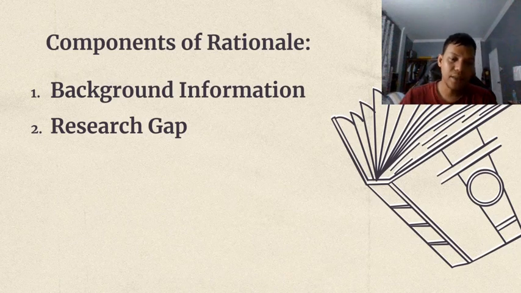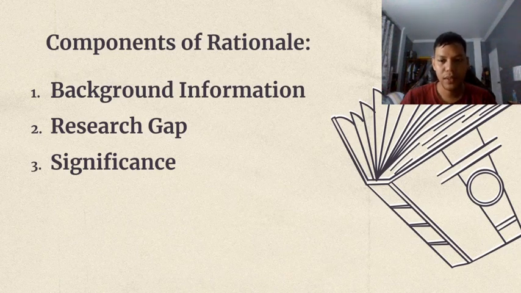Then the third component of rationale is the significance. Why this study is important to be conducted. So you need to articulate the importance and potential impact of addressing the identified research gap, both theoretically and practically. Why is this study important to be conducted? What is the potential impact after you finish your research paper?